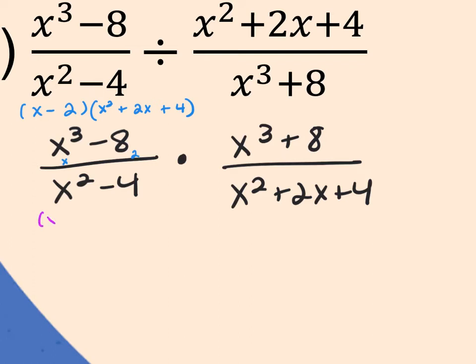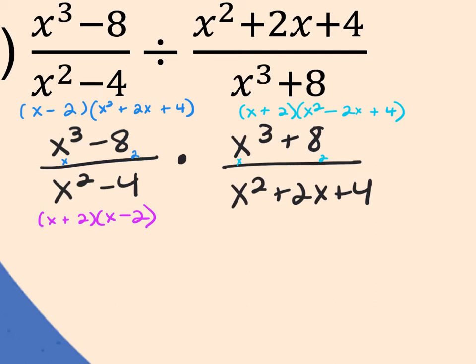Bottom left, x plus 2, x minus 2, difference of 2 squares. Top right, perfect cube again, same numbers, x and 2. This time it's x plus 2, x squared minus 2x plus 4, and the signs go same, opposite, positive. Last one on the bottom right. Can I factor x squared plus 2x plus 4? No, there are no factors of 4 that sum to 2.